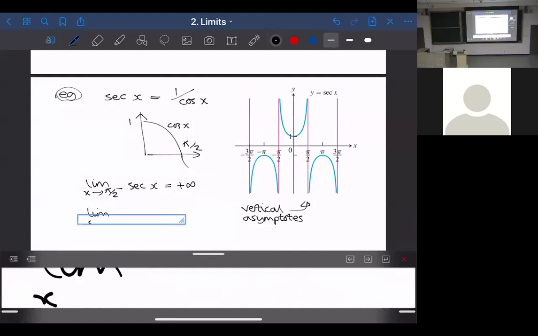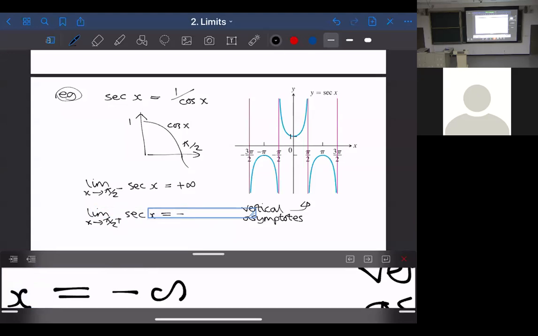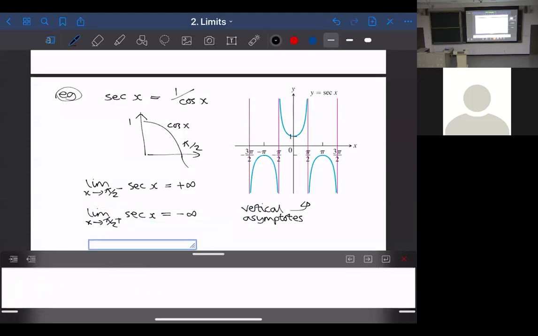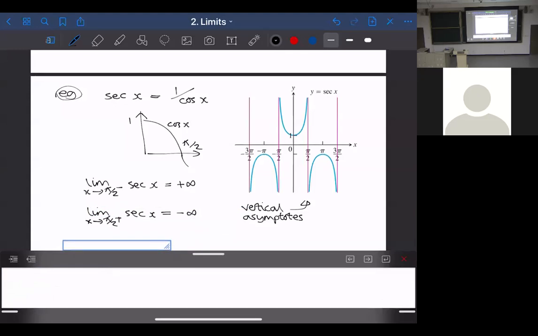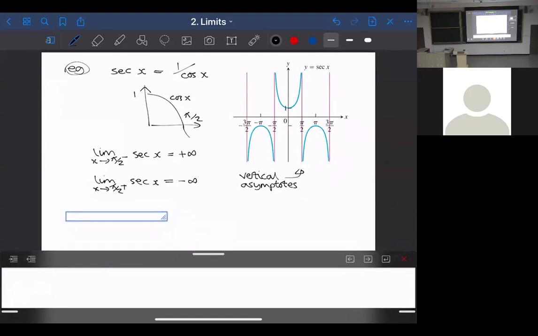And the limit as x approaches pi over 2 from the right, well, here cos x is negative and it's getting closer and closer to 0. So sec x is getting bigger and bigger in a negative sense. So the limit of sec x is minus infinity. Okay, so now let's do one last example from this section, and then we'll continue on to a new topic.